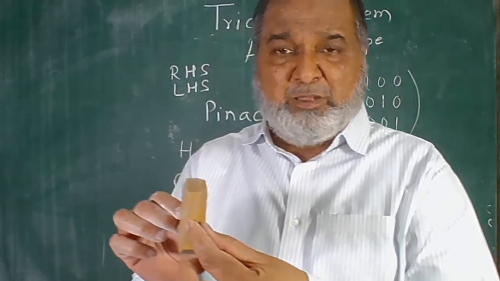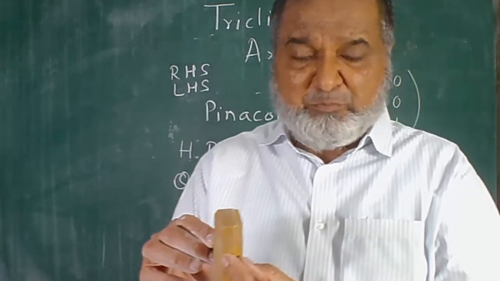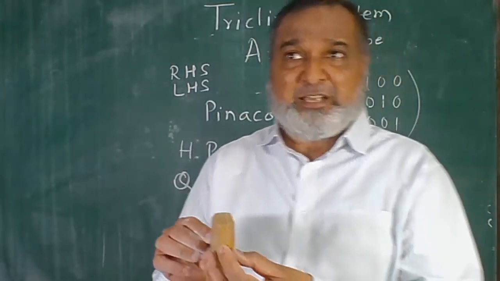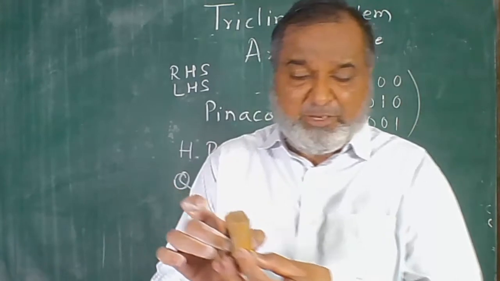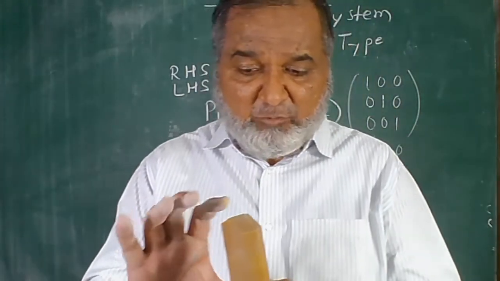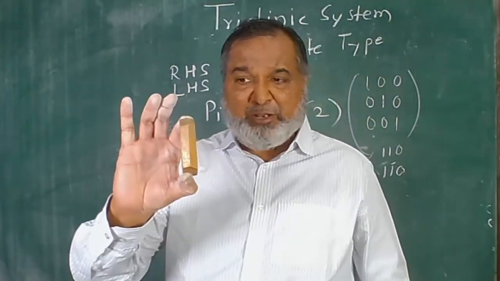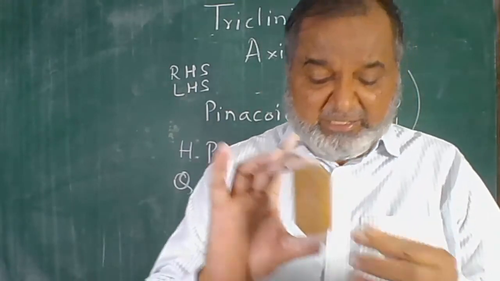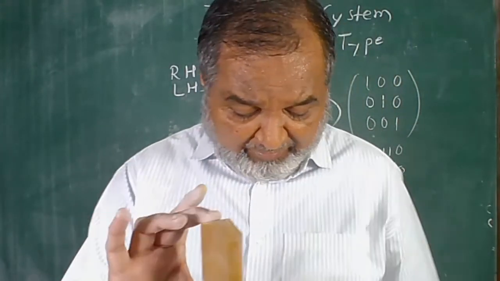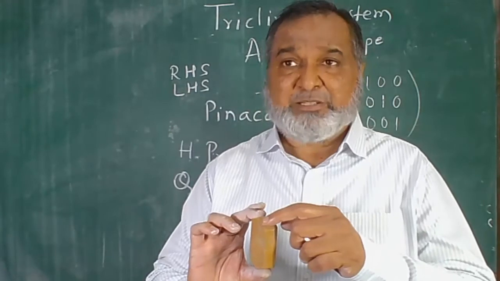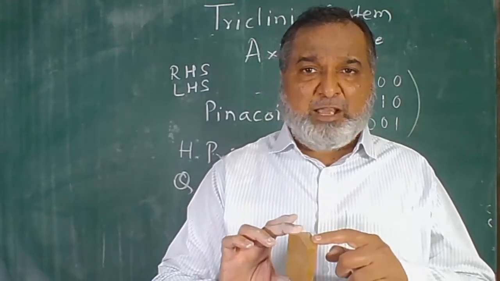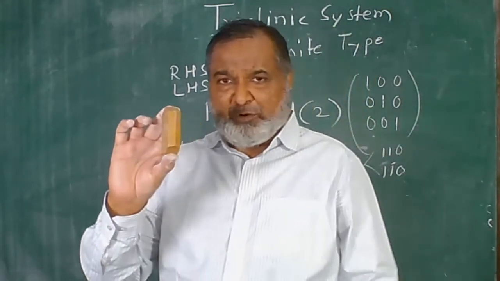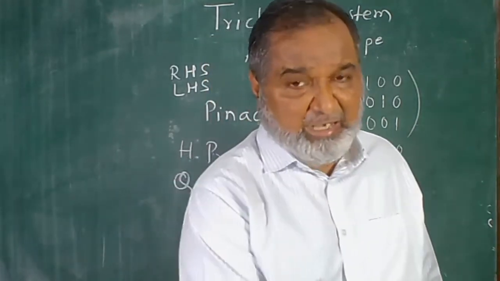This is the prism, 4 vertical faces. Prism, full prism is there. So 4 vertical faces, and the side pinacoid is there. Then here we have the basal pinacoid. This bigger face is the basal pinacoid. Then we have 2 quarter pyramids, 1, 1, 1 and 1 bar 1, 1. So this is the model from the triclinic system.